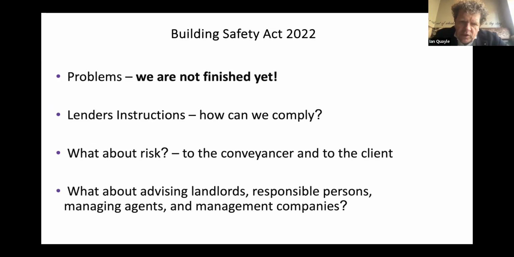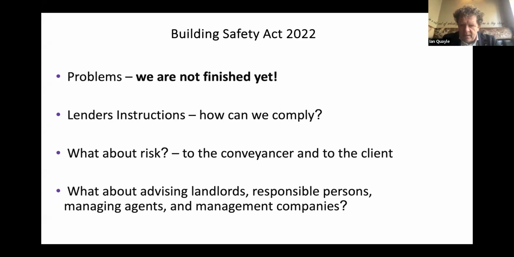Other things that you need to watch out for are lender's instructions and risk to you in connection with claims. To avoid that risk, what you need to do is limit the scope of your retainer and make sure the client understands in the report on title the limits that are imposed on you with regard to advice concerning the Act.